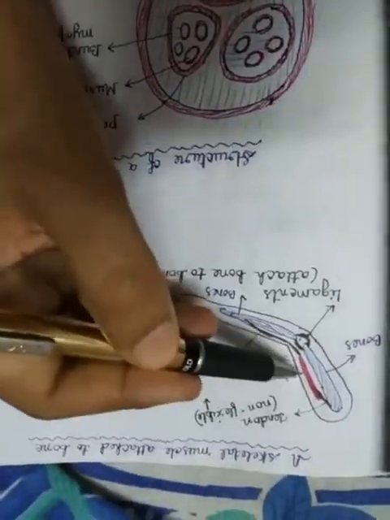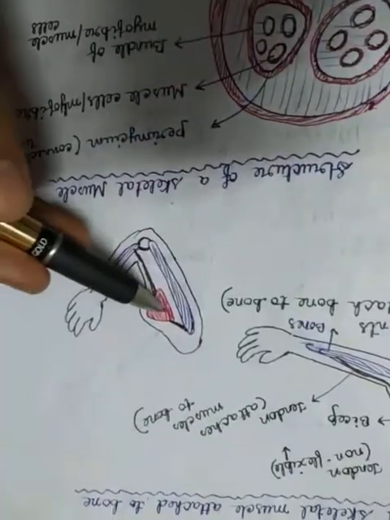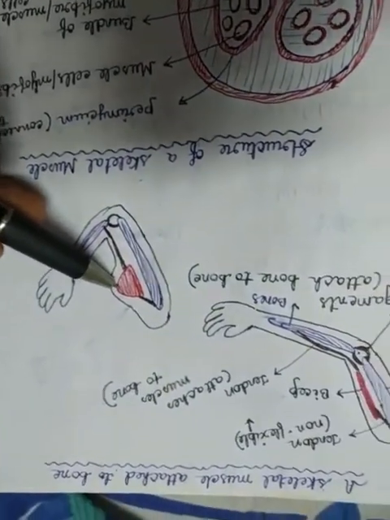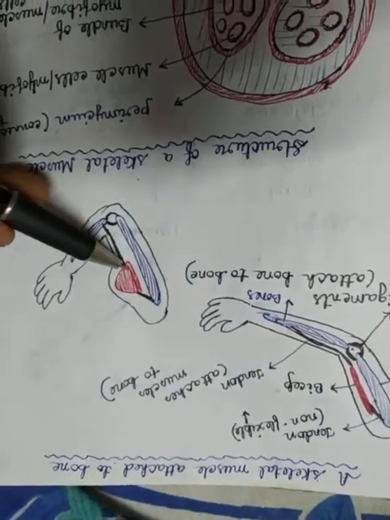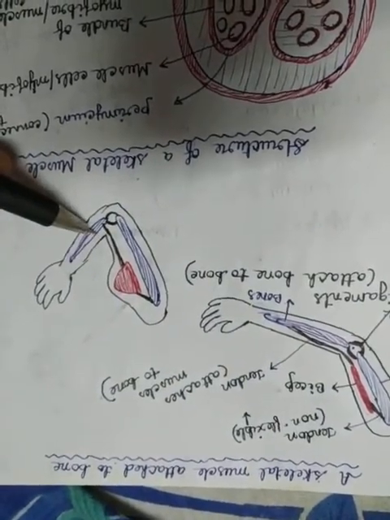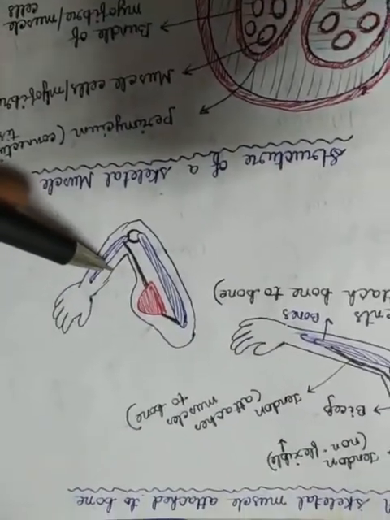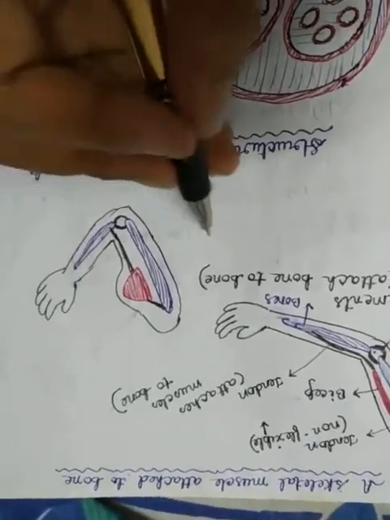Suppose when this biceps muscle is contracted, see here the muscle is contracted. When the muscle is contracted, this non-flexible tendon pulls the bone and our hand becomes folded. Clear? Just follow the diagram.